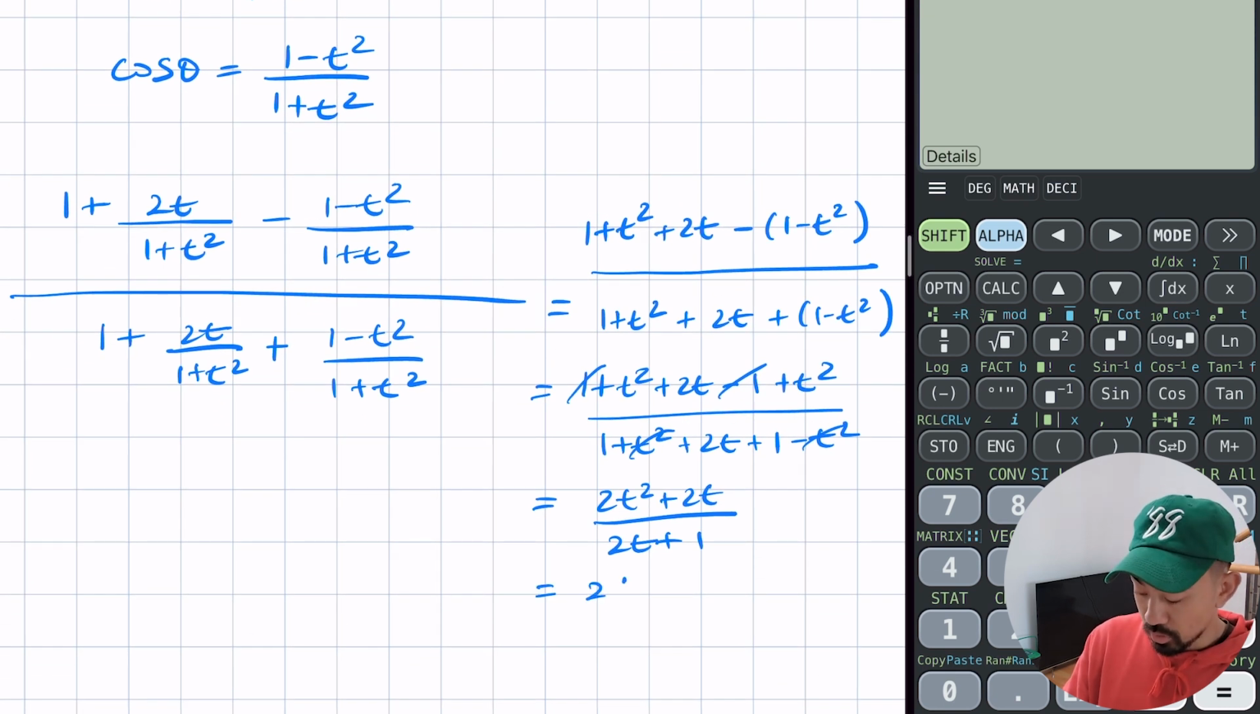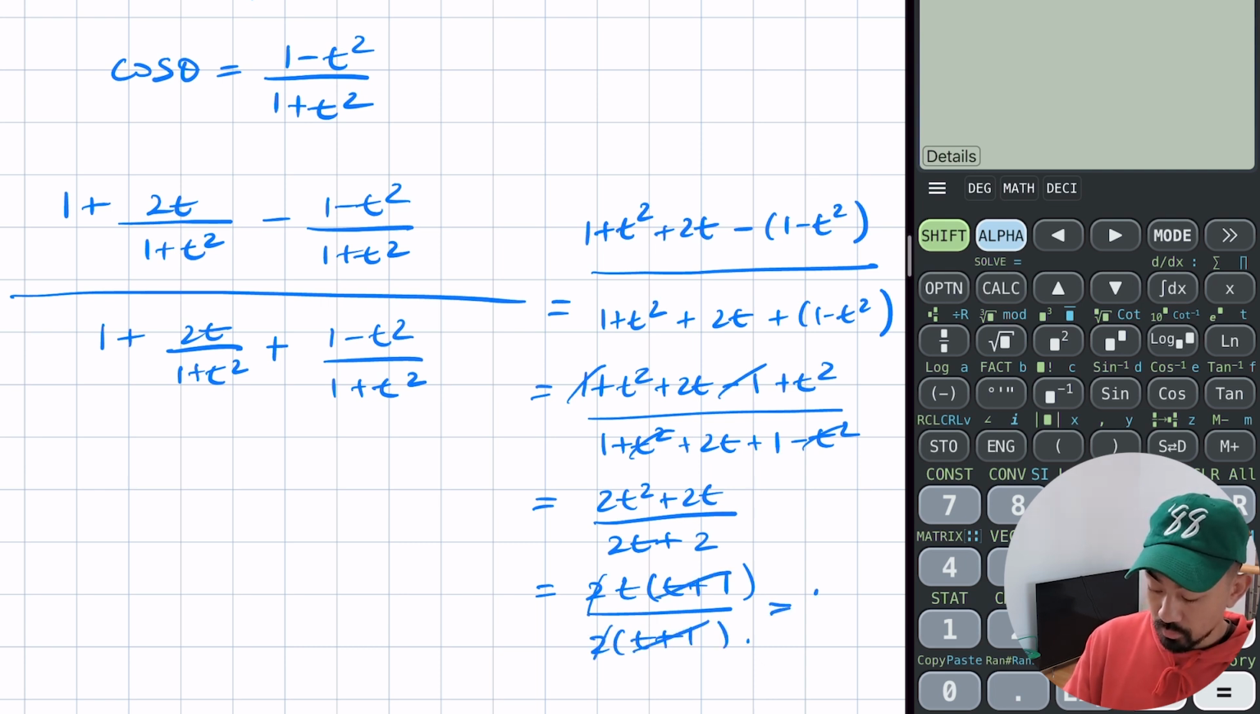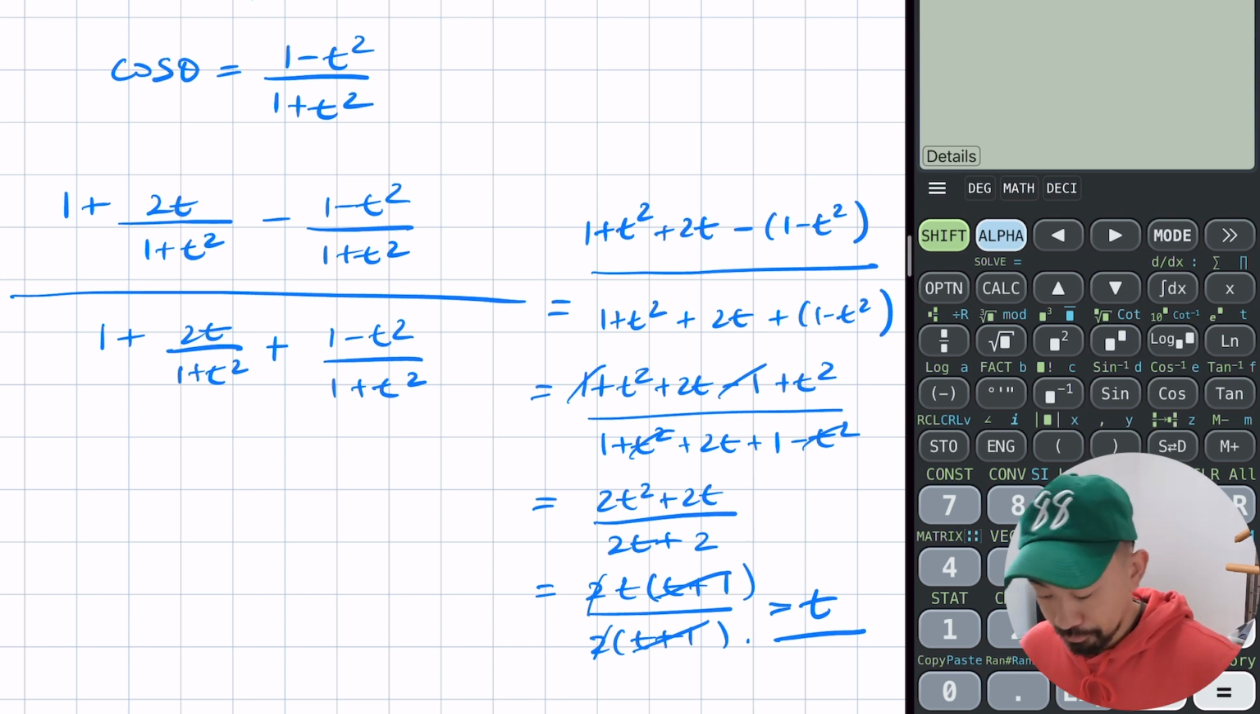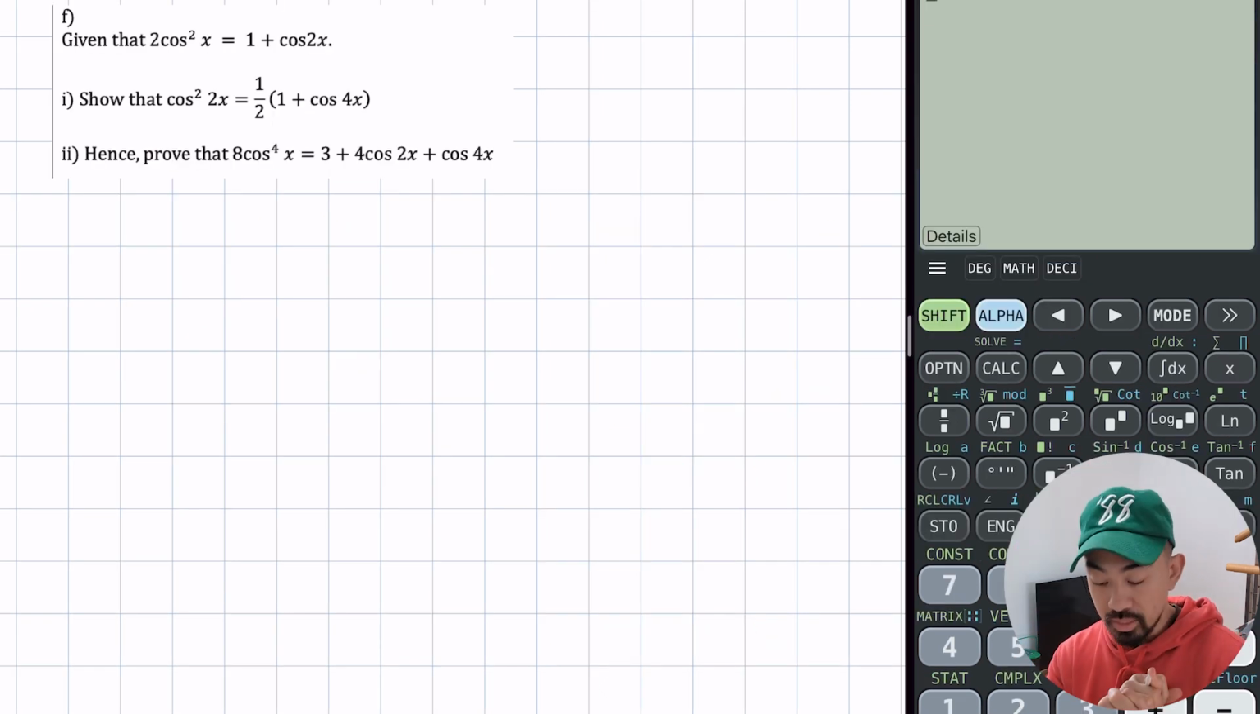Factorize, so 2t outside of t plus 1 over... Oh, sorry, this should be 2. 2 outside of t plus 1. Cancel, cancel, cancel, cancel. Done. Okay, this is the last question.